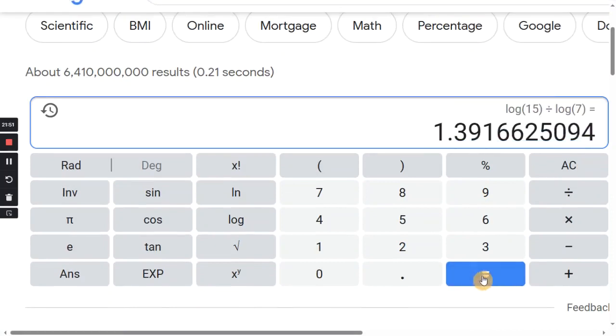Click equals. We're looking for 4 decimal places, so look at the 5th. If it's 5 or more, you round it up. So it's going to be 1.3917.